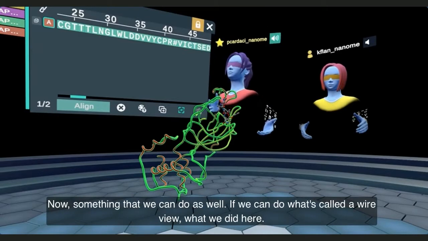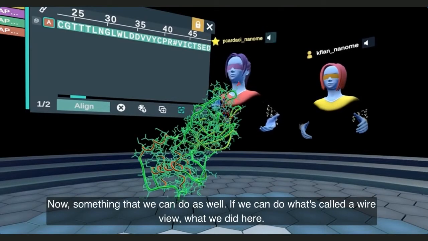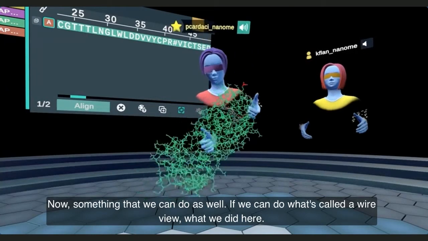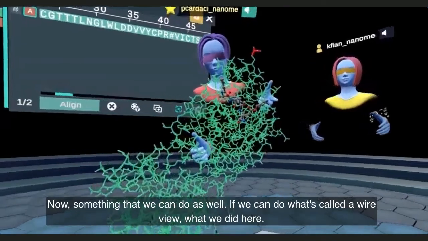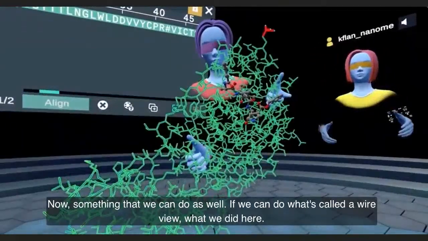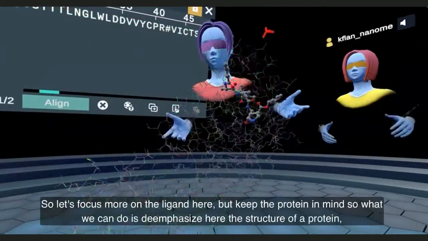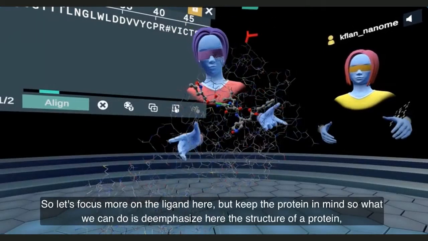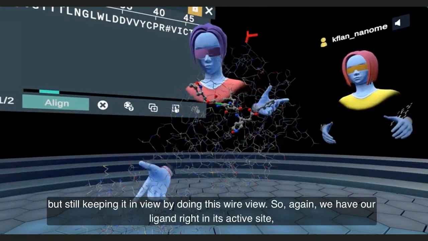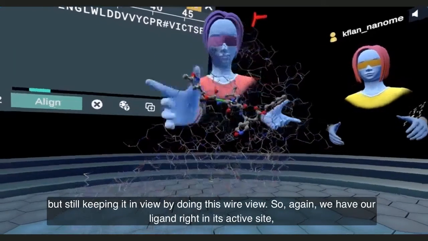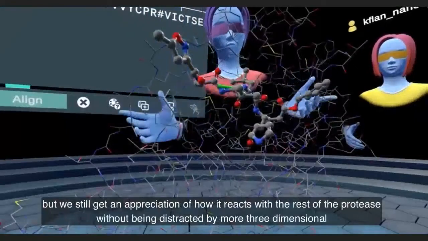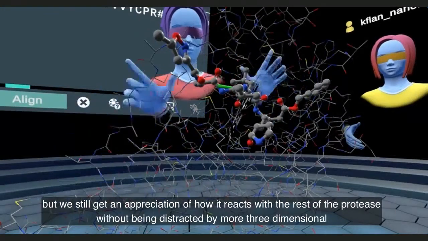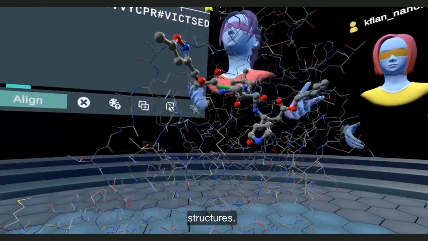Now, something that we can do as well is what's called a wire view. Let's focus more on the ligand here, but keep the protein in mind. So what we can do is de-emphasize the structure of our protein, but still keep it in view by doing this wire view. Again, we have our ligand right in its active site, but we still get an appreciation of how it reacts with the rest of the protease without being distracted by more three-dimensional structures.